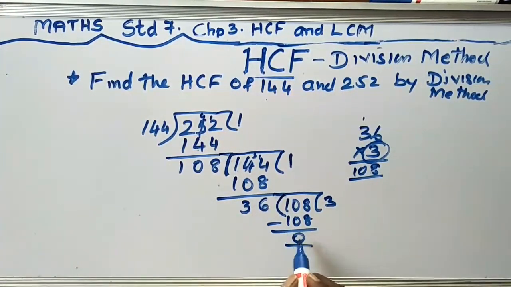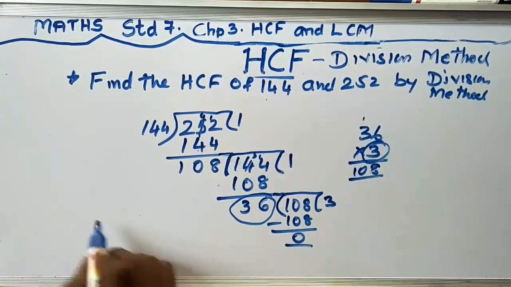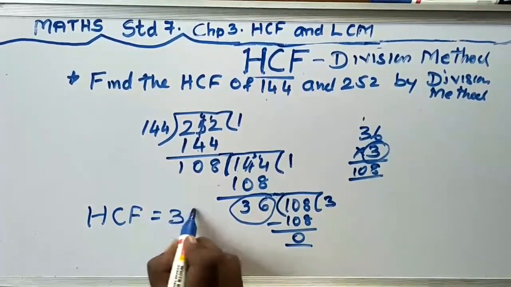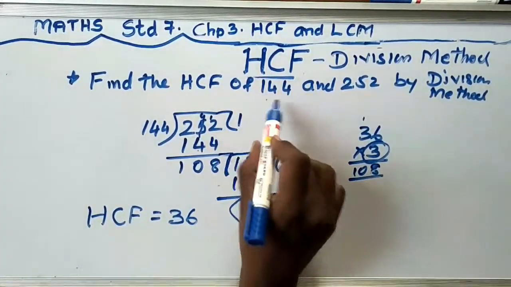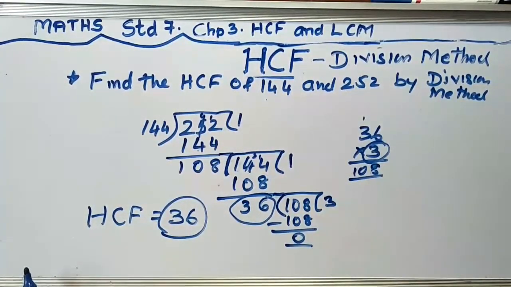Now for which number we are getting 0? We divided by 36 and we got 0. That means our HCF is 36. That means HCF for 144 and 252 is 36. In this way, we have to do the division method.